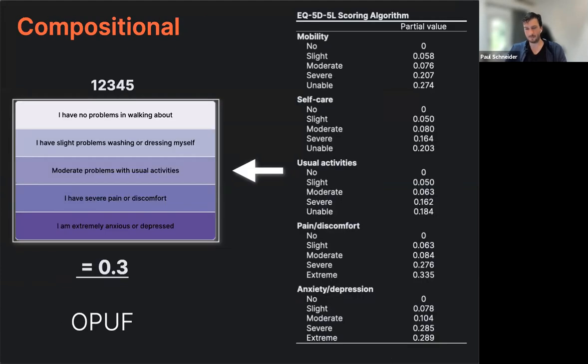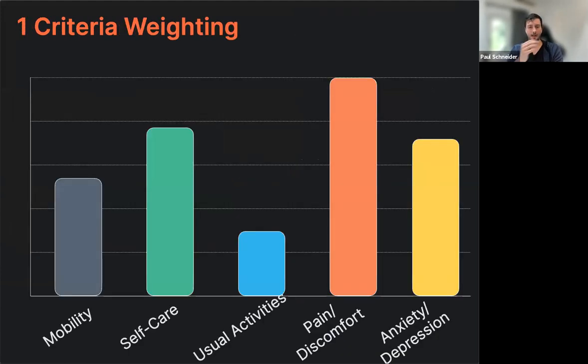In a compositional preference elicitation approach, you have, very broadly, 3 steps: criteria weighting, level rating, and anchoring. And so for criteria weighting, the idea is to work out what is the importance of the different dimensions, right? So how important is mobility compared to self-care? And of course, it doesn't make sense to ask this in an abstract way. And so you need to do this with reference to the feasible range of levels.